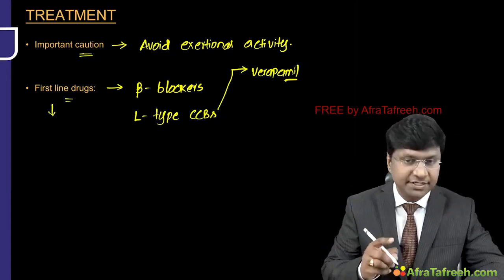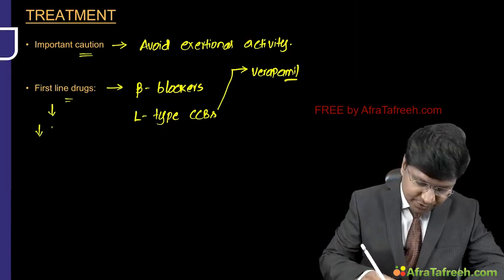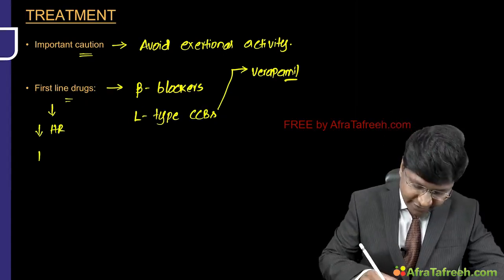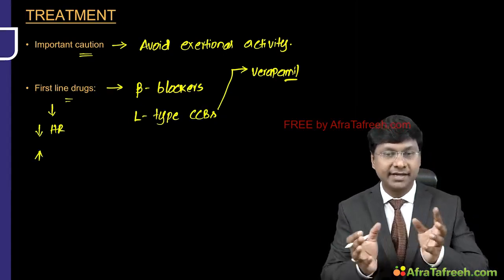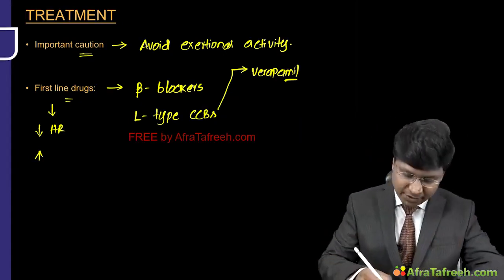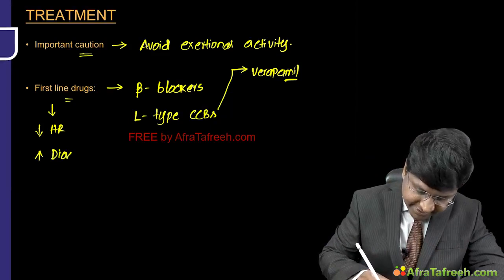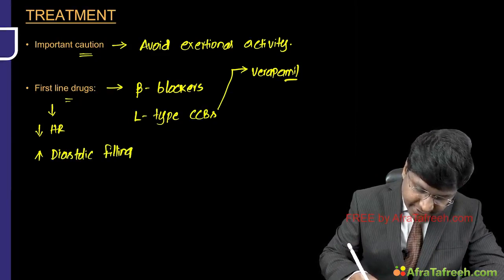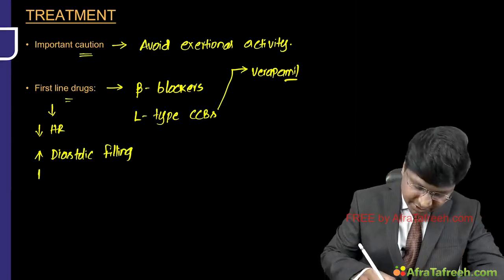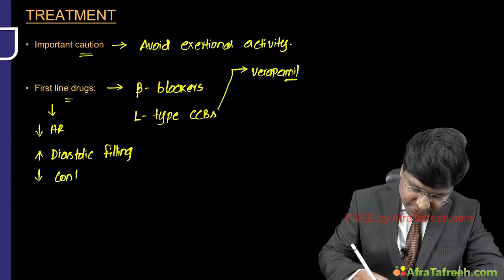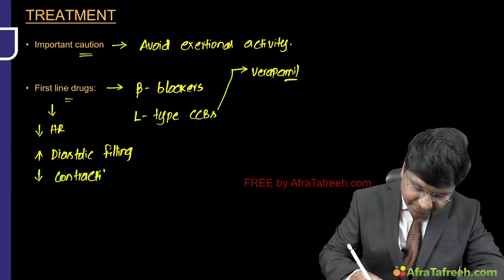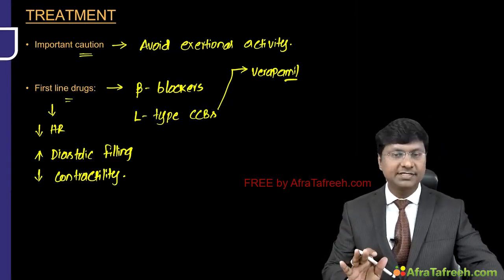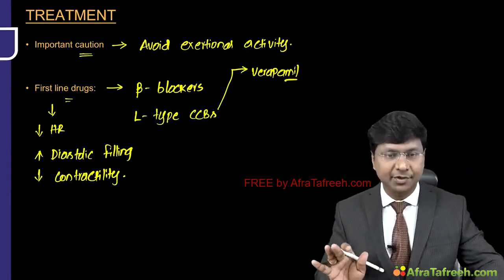Now, what is the advantage of these drugs? They will reduce the heart rate in the individual. They will enhance the diastolic filling. By reducing the heart rate, they will increase the diastolic time, so there will be increased diastolic filling. And the third important thing is these drugs will decrease the contractility. By decreasing the contractility, the obstruction decreases. So that is the first line drugs in the treatment of hypertrophic cardiomyopathy.